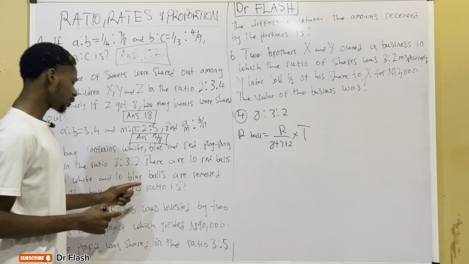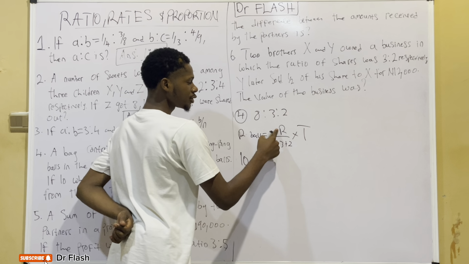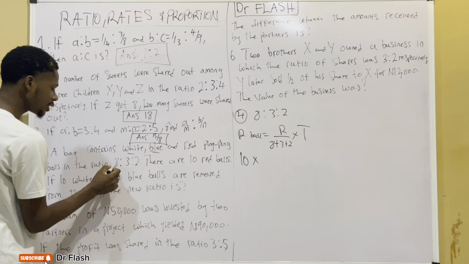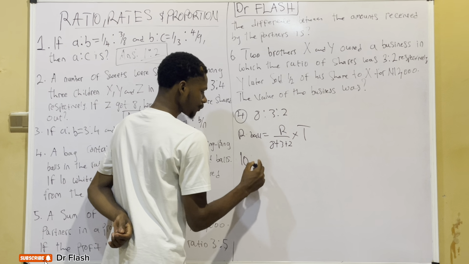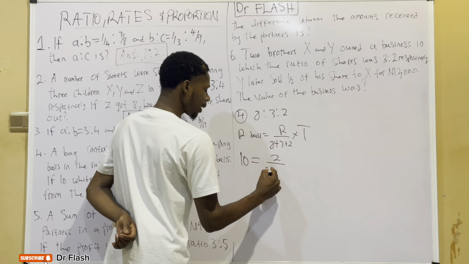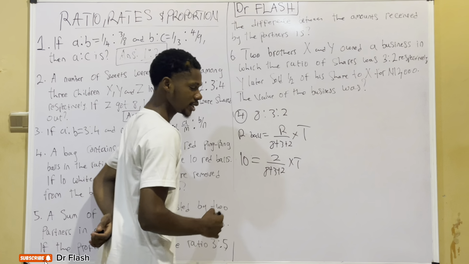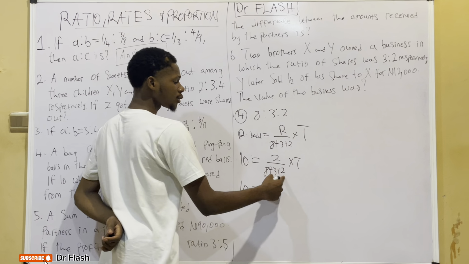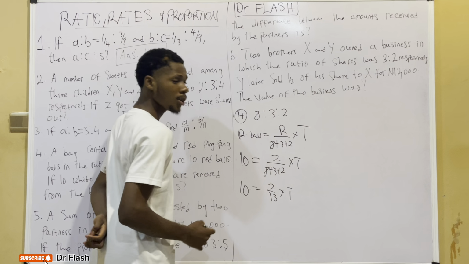Now, red ball was given in the question. There are 10 red balls. It means 10 times what was the ratio given by red? Since they said white, blue, and red, it means this is white, blue, and red. So red is 2. So we have 10 is equal to 2 divided by 8 plus 3 plus 2 times T. So from here we get 10 is equal to 2 divided by 8 plus 2, that's 10, plus 3, that will give you 13, times T.